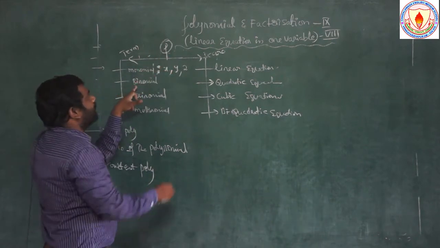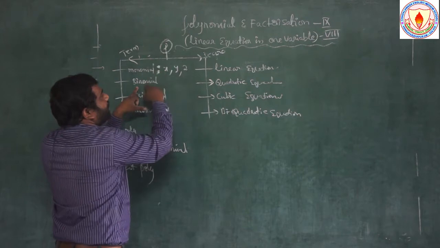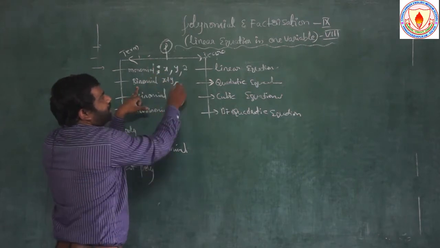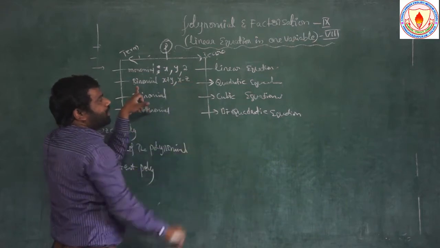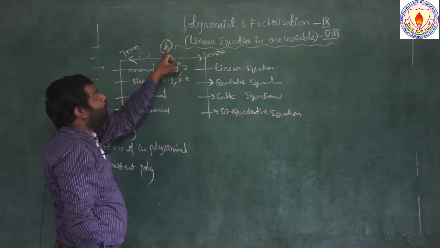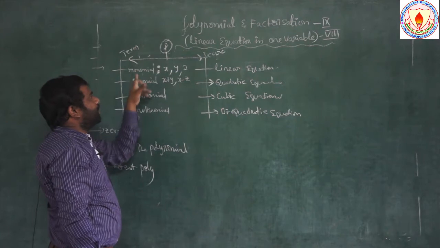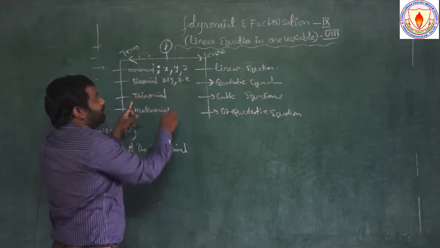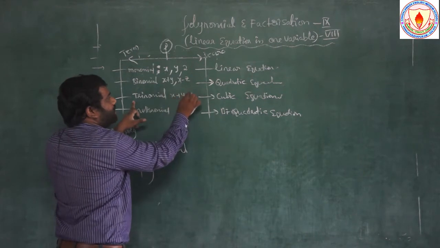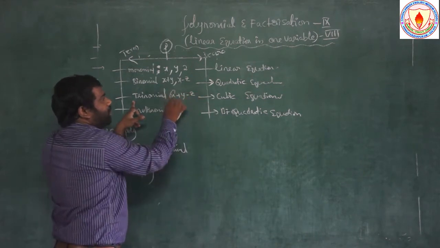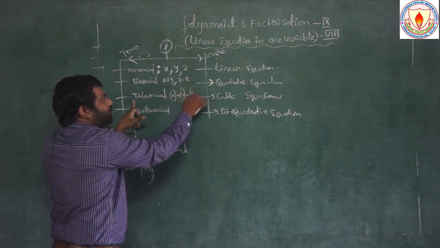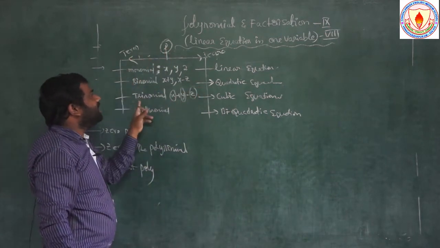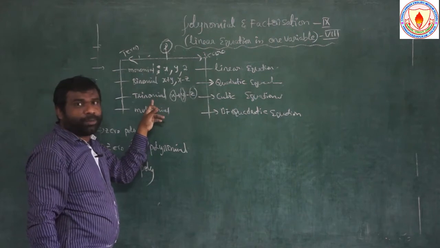Next, a polynomial containing two terms. X plus y, two terms are there. X minus z, two terms are there. So, a polynomial containing two terms is a binomial. And a polynomial containing three terms, x plus y minus z. Three terms: this is one term, this is one term, this is one term. So, a polynomial containing three terms is a trinomial.